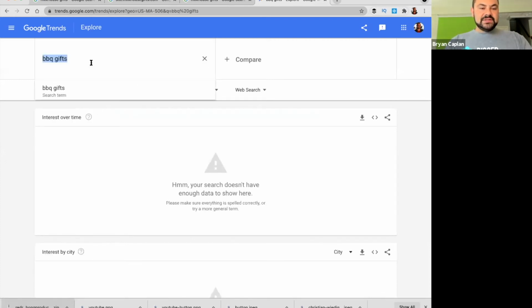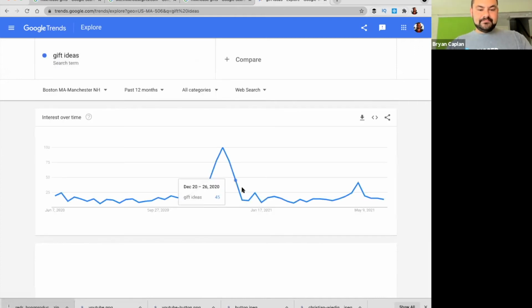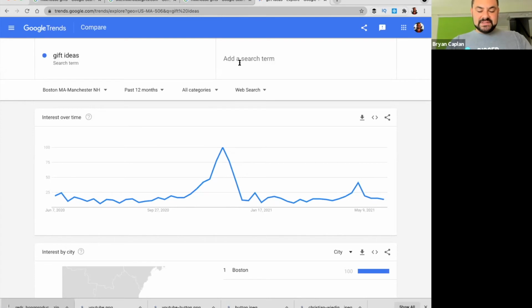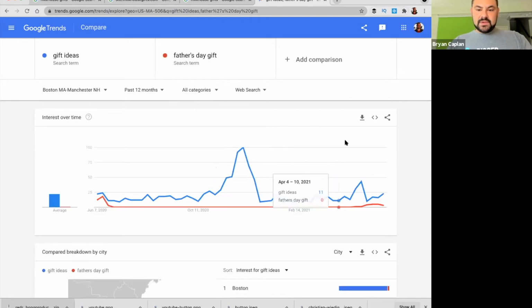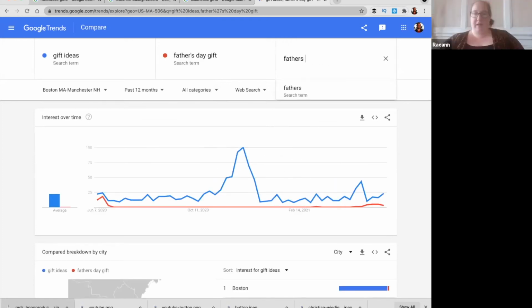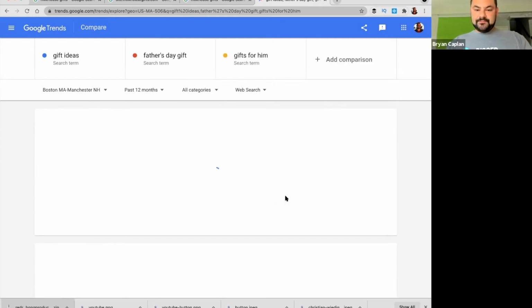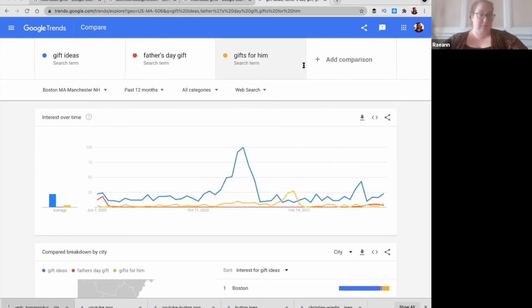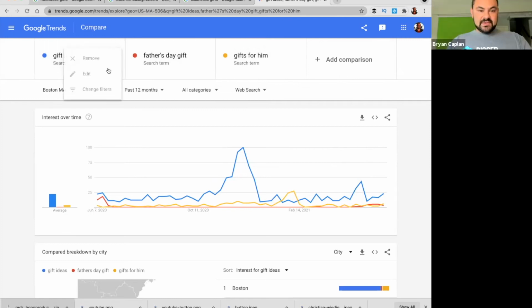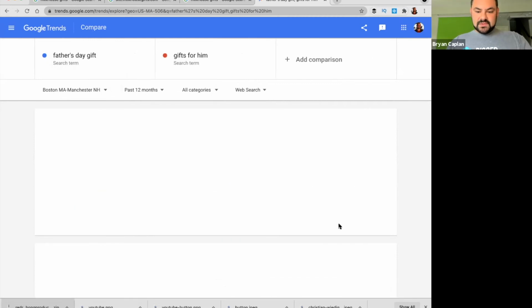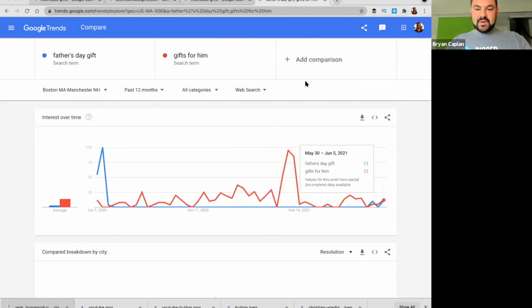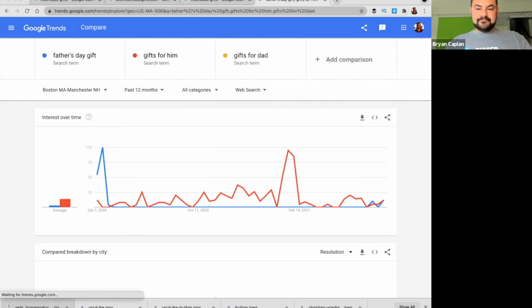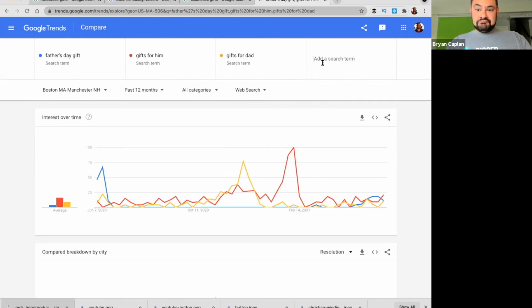So it doesn't even have enough. Let's just say gift ideas. So gift ideas versus, let's say, Father's Day gift, versus gifts for him, they said was popular. Gifts for him. There you go. Or guess not. But let's see if I take out ideas, because that's very general. Then gifts for him. Okay. Gifts for dad. How about realtor gifts?